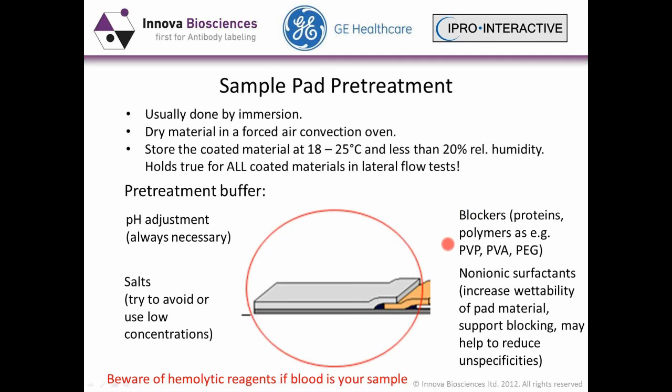You will probably need blockers like proteins or polymers in order to prevent unspecific interactions, and you will use non-ionic surfactants in order to increase the wettability of the pad material and support blocking. And they may help to reduce unspecific binding of your target to the test line.